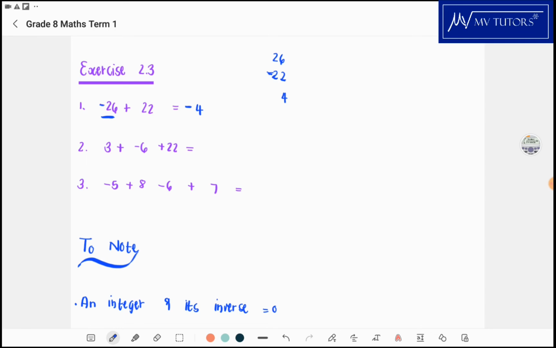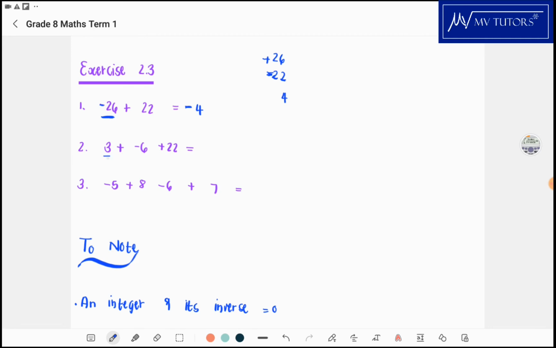But with negative numbers, if you're going to swap the operations around, like making 26 positive and the negative 22 the negative, then you need to remember that at the end, because you have a bigger negative number, your answer should be negative. Okay, let's try another example.